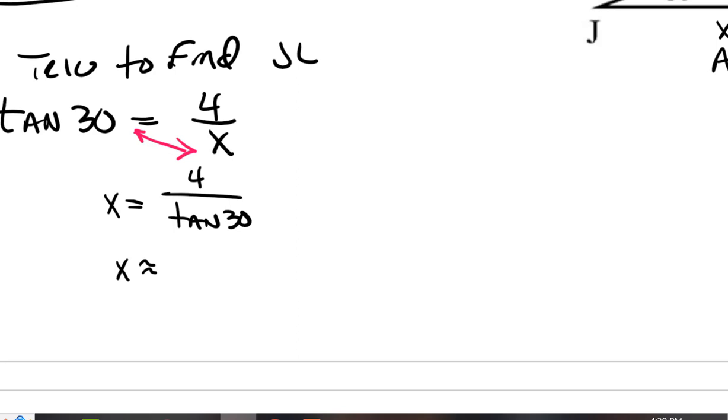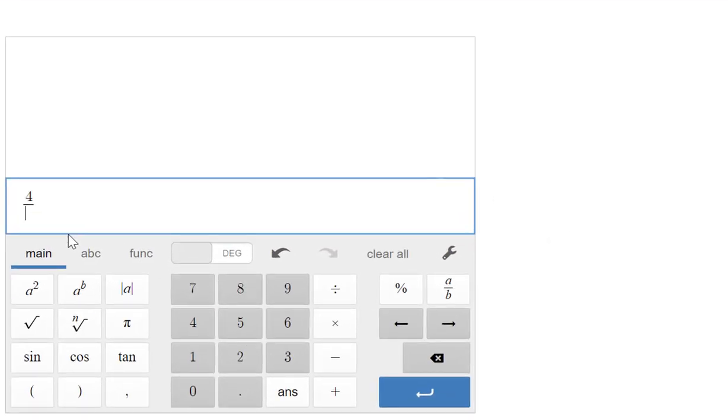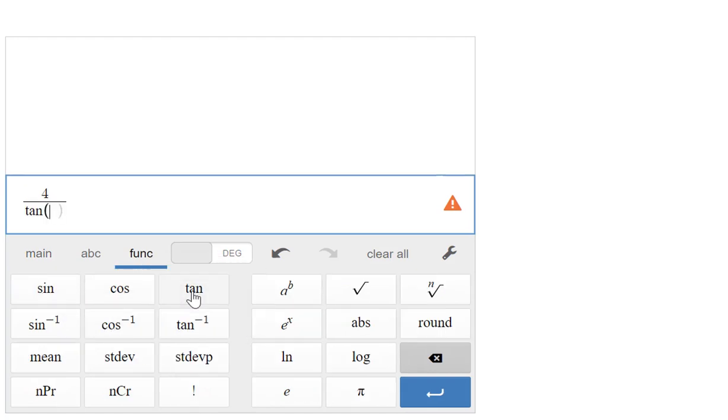So we're going to type in 4 divided by tan 30. When we do that, we'll do 4, then divided by, and then the tangent button. Right here in the main menu, you see tan right here. Also, in the FUNC menu, the function menu, you'll see tan in that spot too. So either way, type it in there. So we type in tan 30, and we get 6.928, blah, blah, blah.